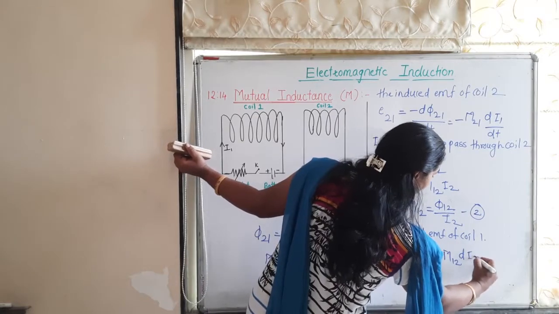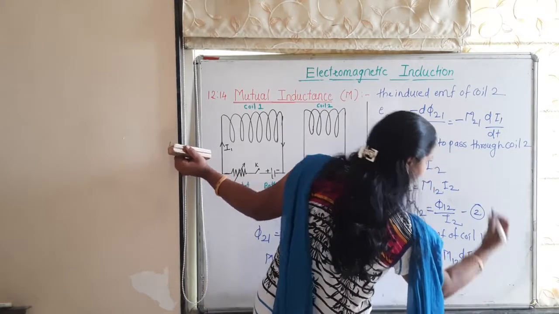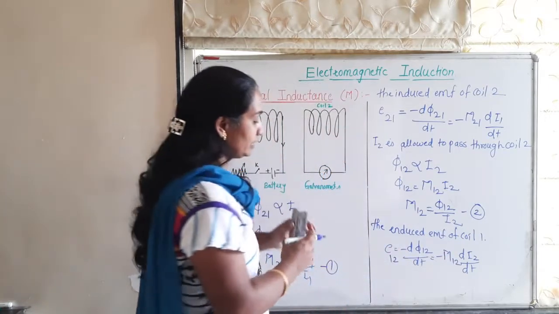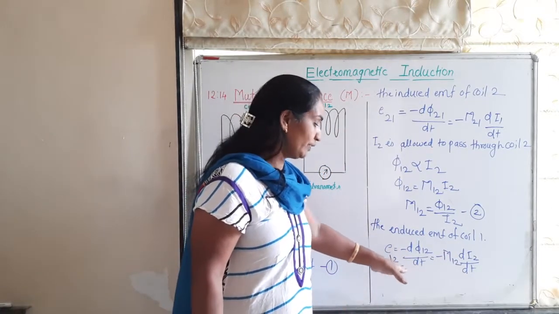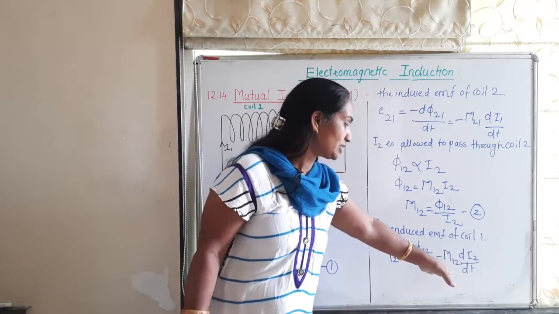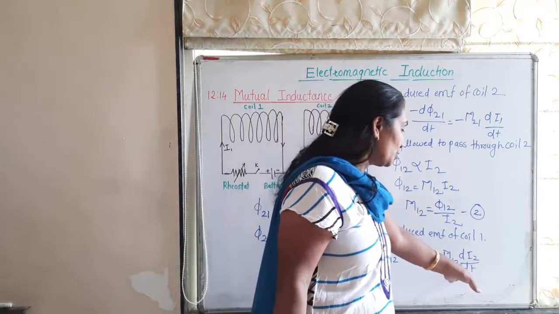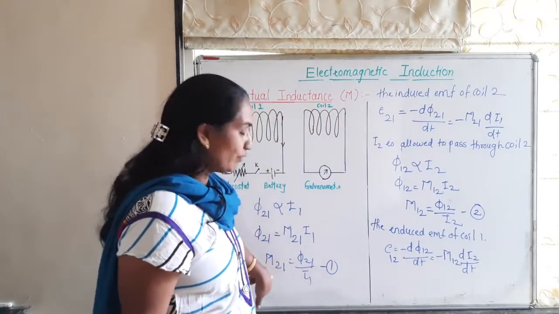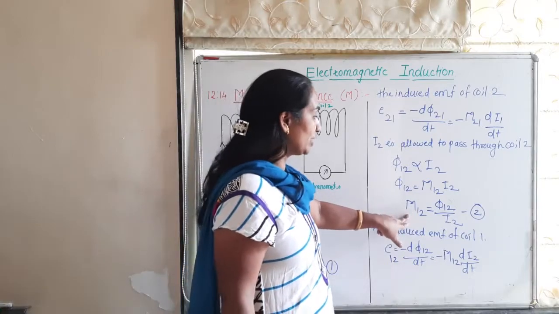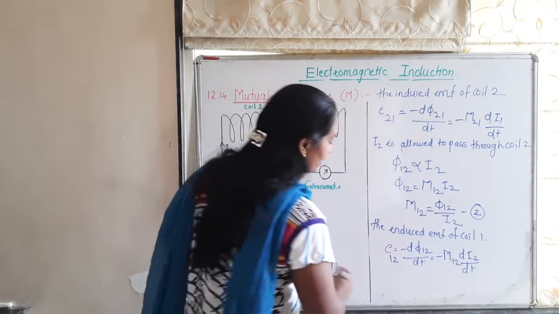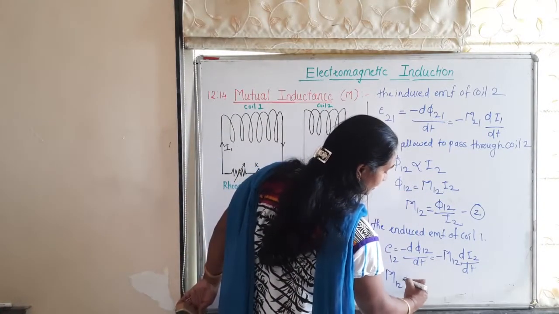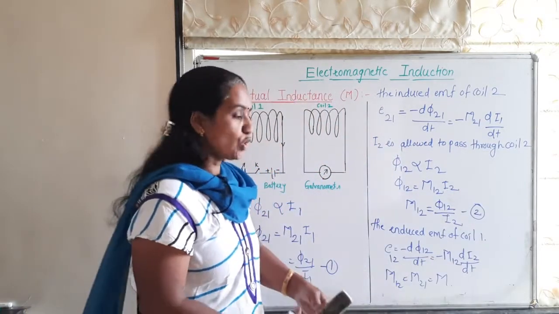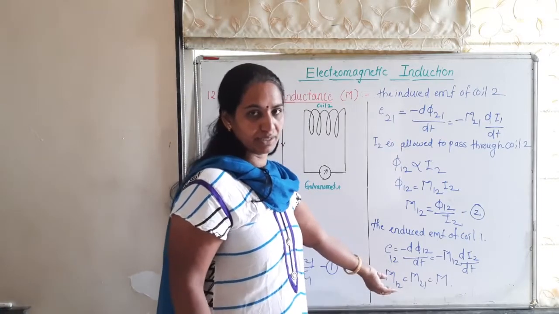Here current is dI2 upon dt. So the induced EMF of coil 1 with respect to coil 2 is equal to minus M12 dI2 upon dt. According to the equation, M21 value, we notice that M12 is equal to M21, which is equal to M, where M is called the mutual inductance.